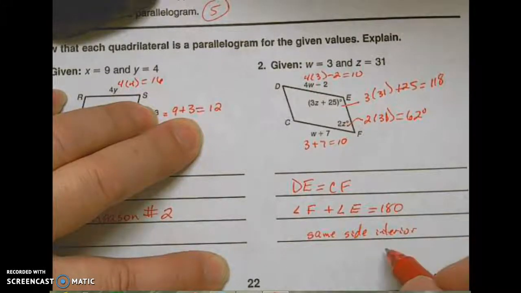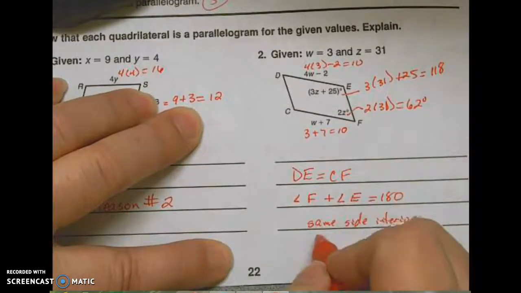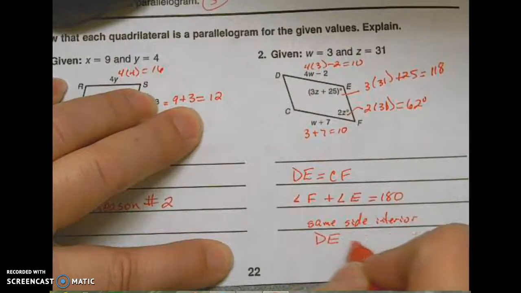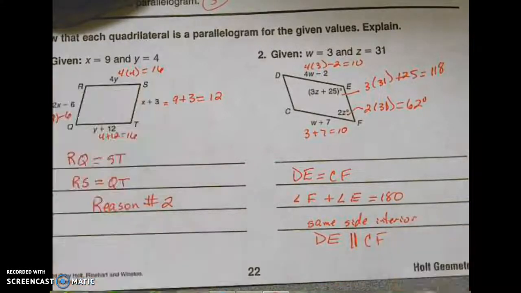And so that tells me that my lines are parallel. So that line DE is parallel to line CF. If I have one pair of lines that is both parallel and congruent, then I know I have a parallelogram. So that is going to be reason number 1.